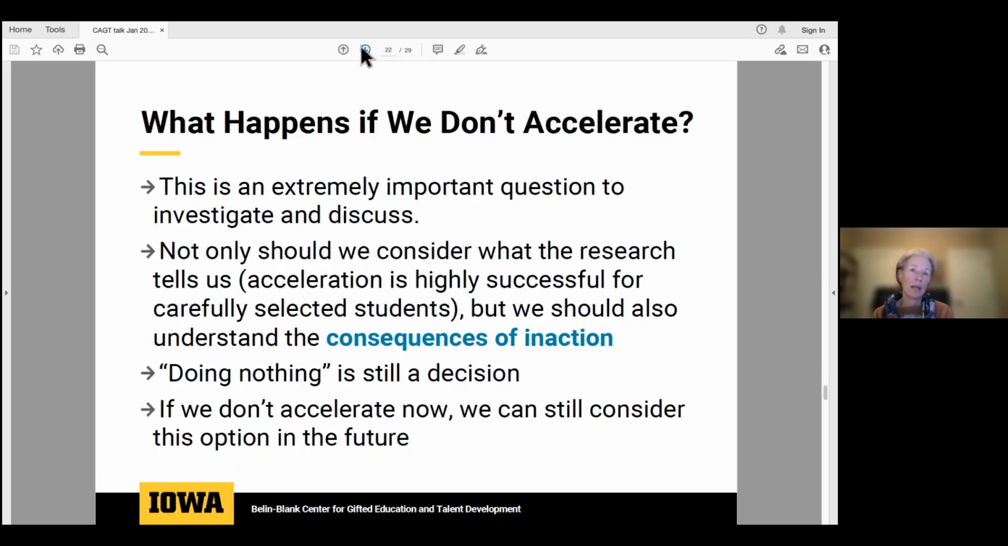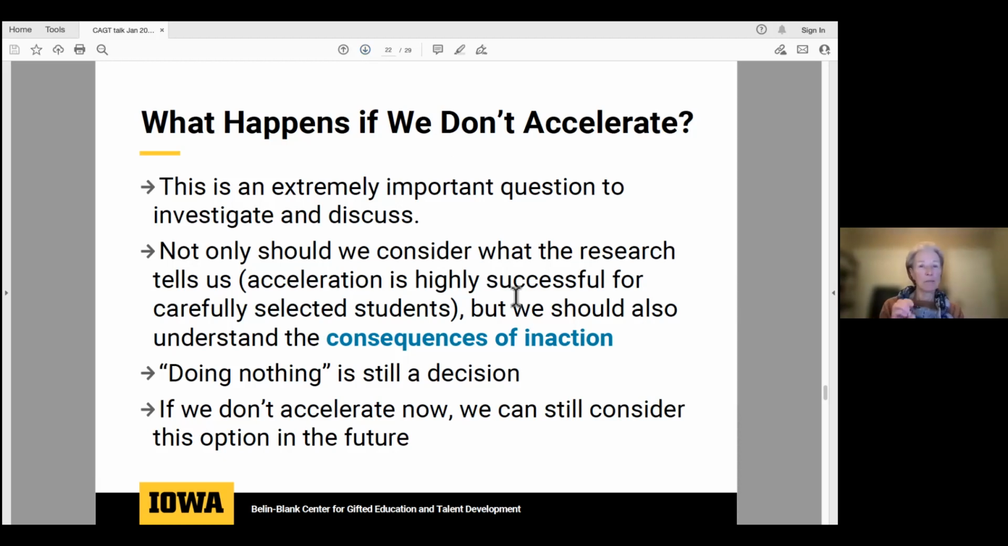Now, an important question to take into consideration is, what happens if we don't accelerate a student who is ready for acceleration? Well, this is really a critical issue to investigate and to discuss, because the research tells us that acceleration is very successful for carefully selected students. And if you choose to do nothing, you've still made a decision. And the consequences of inaction are that the student may become disengaged in the talent development and the growth process, which you saw in that letter by Jody. If there was no action, she was really sharing in her own way how she was getting to the point of being disengaged.